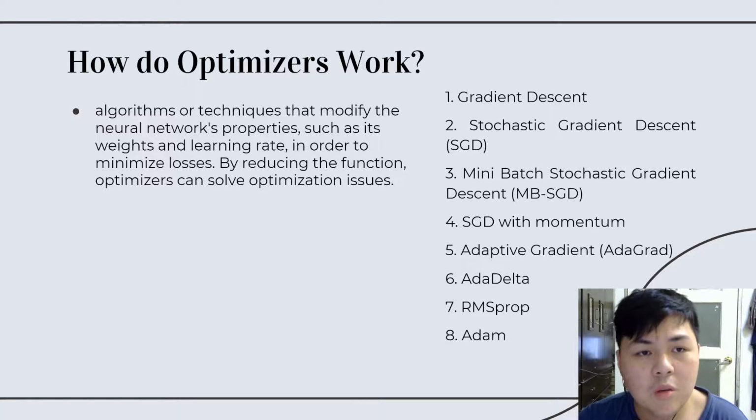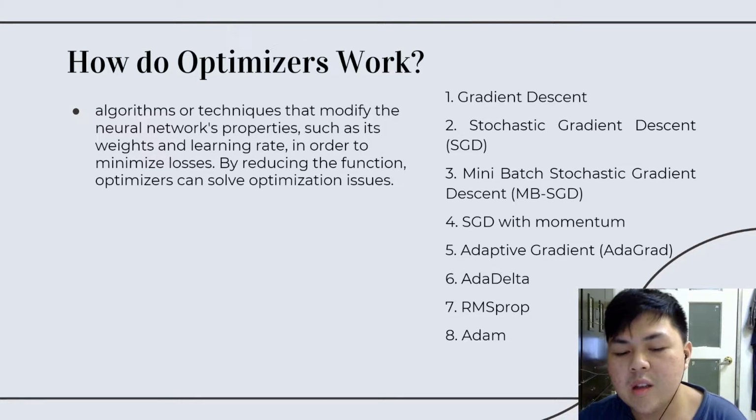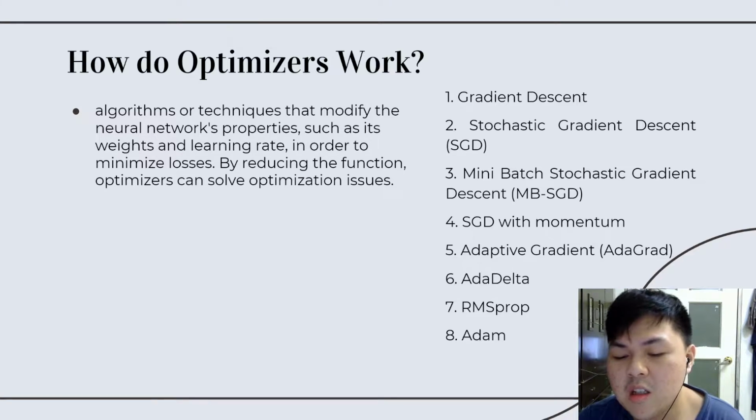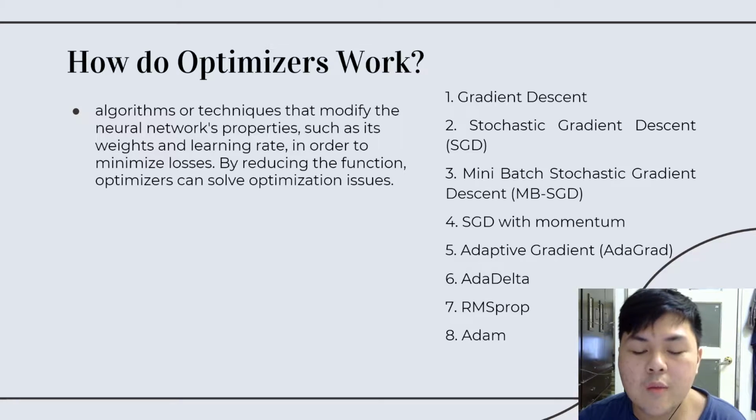Optimizers are algorithms or techniques that modify the neural network properties, such as its weights and learning rate, in order to minimize losses. And by reducing the loss function, optimizers can solve optimization issues.